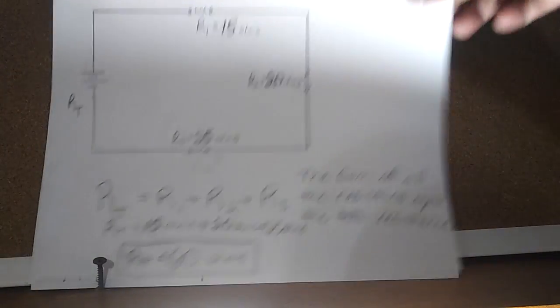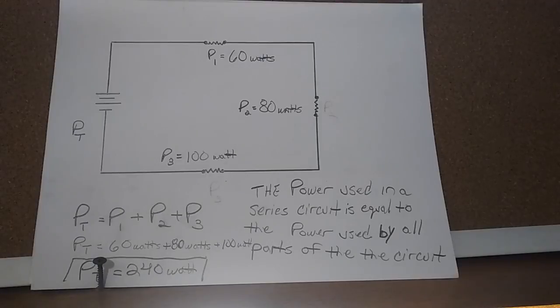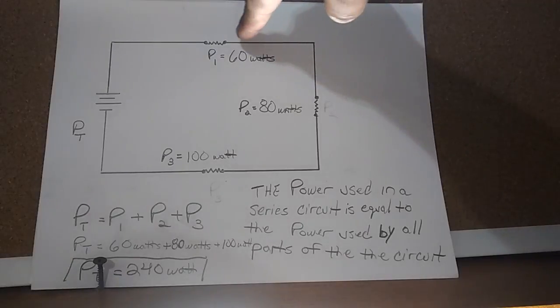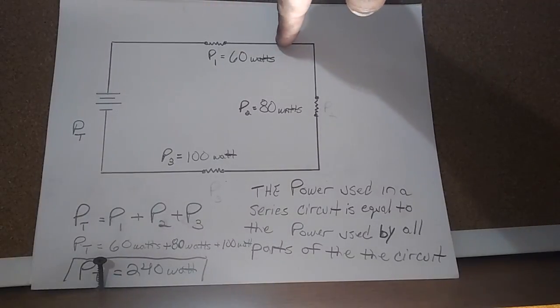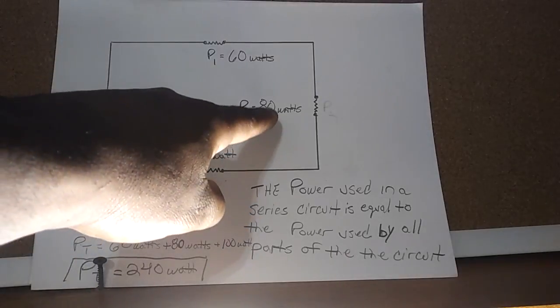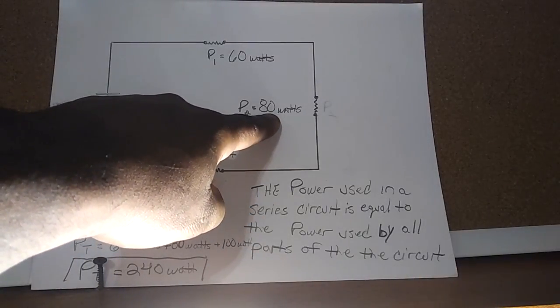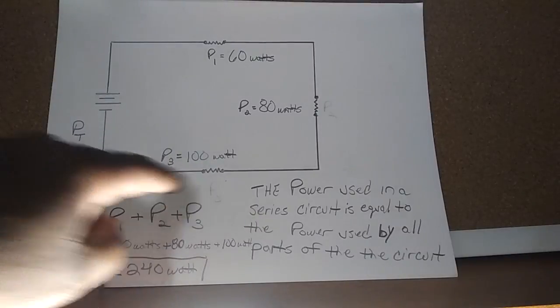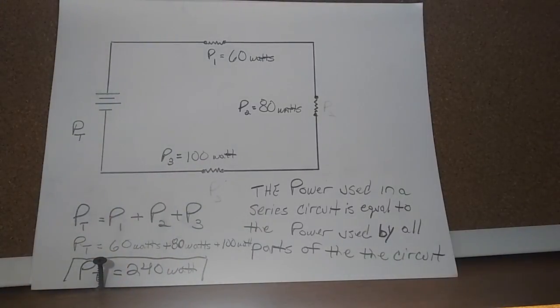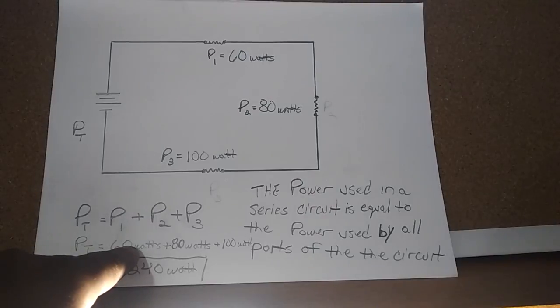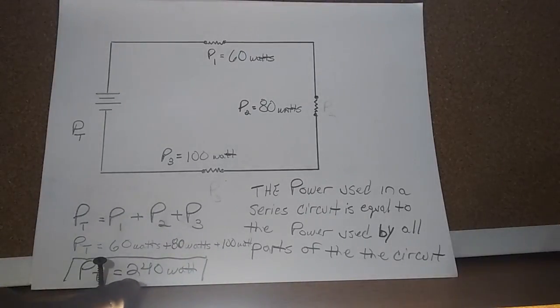Okay, let's look at the power. The power is what's consumed as the current passes through a resistor. The power through resistor 1 is 60 watts, the power through resistor 2 is 80 watts, and the power through resistor 3 is 100 watts. So when you add them all up, 60 plus 80 plus 100 is 240 watts at the power source.